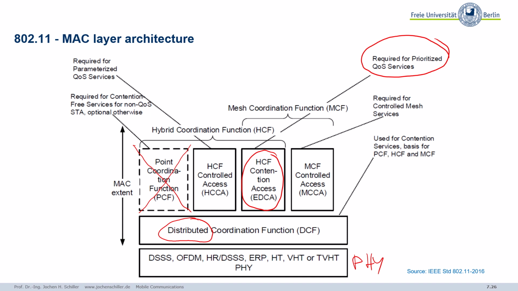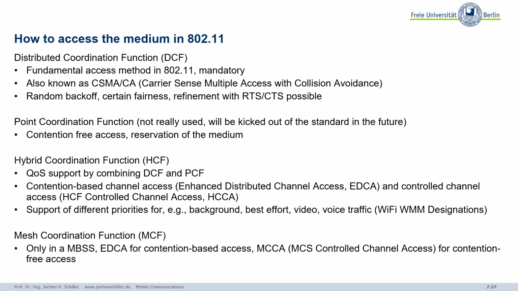Okay, so what do they do, those different functions? As I said, the core component is the distributed coordination function, DCF. That's a fundamental access method. That's mandatory, so all devices have to know how to do this. This technology is also known as CSMA/CA, carrier sense multiple access with collision avoidance. You know that CD, collision detection, doesn't work, but at least collision avoidance. We will learn that there's a random backoff mechanism. The DCF contains certain fairness, and you can use RTS/CTS for the hidden and exposed terminal problem.